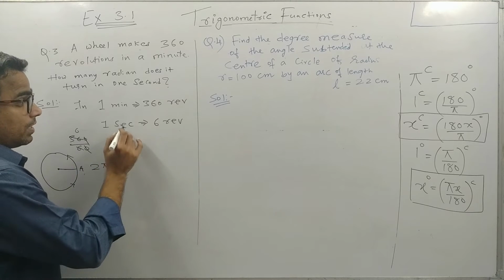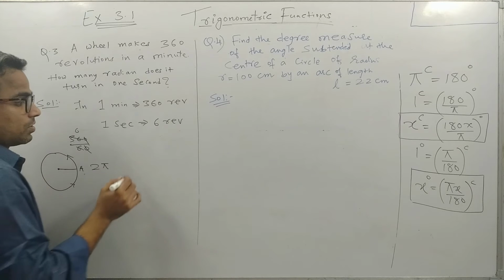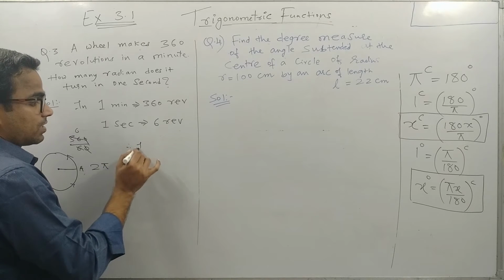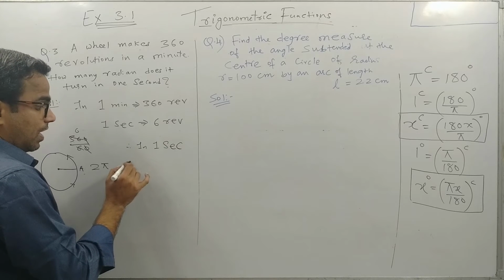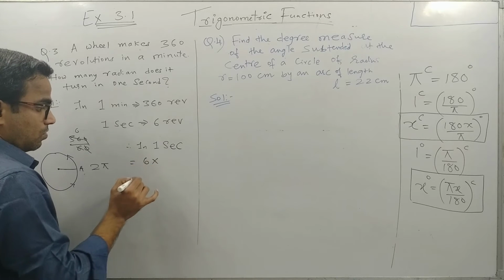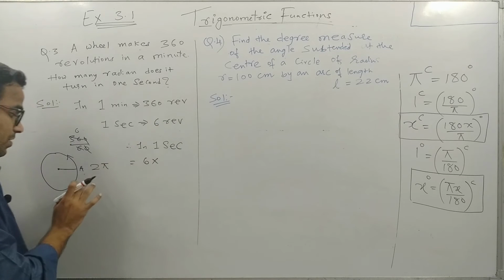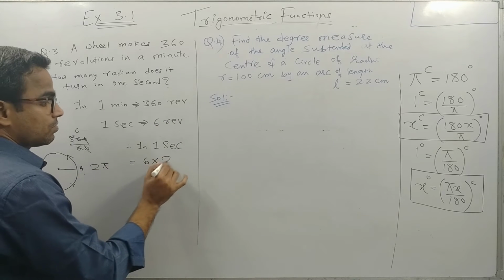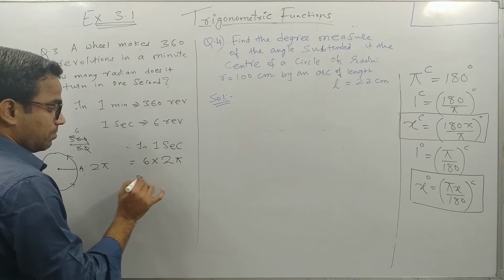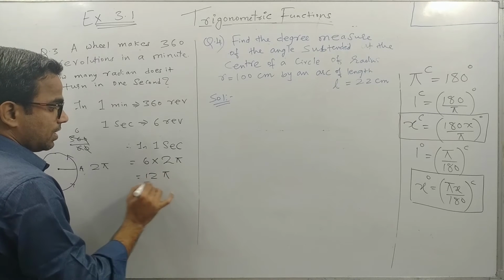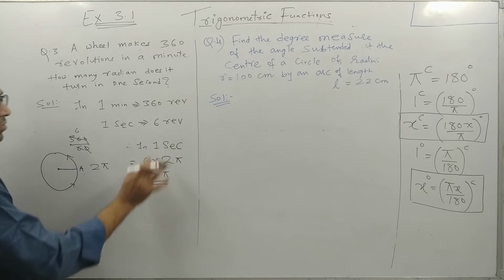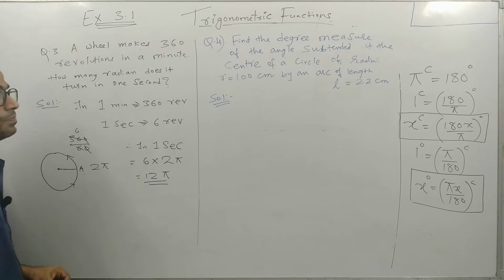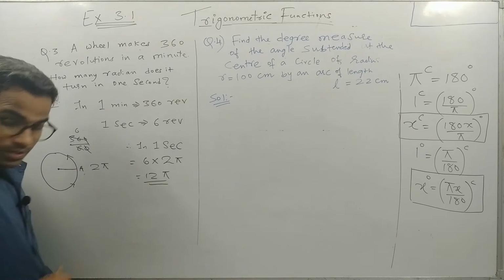So in 1 second we are making 6 revolutions. So therefore in 1 second we will have 6 into, in one revolution how much we are covering? 2 pi radian. So it will have 2 pi. So this will be 12 pi radian. In one revolution it is 2 pi. So in 6 revolutions it is 12 pi, right? So now we'll see the fourth one.